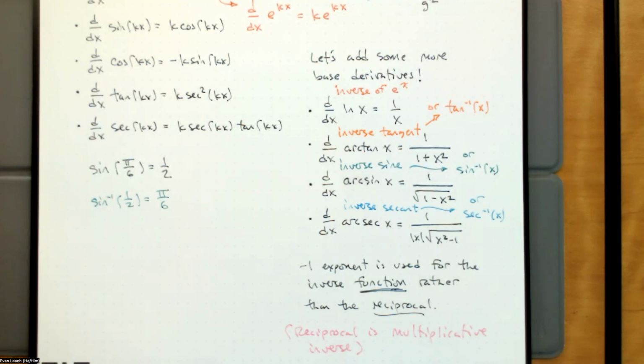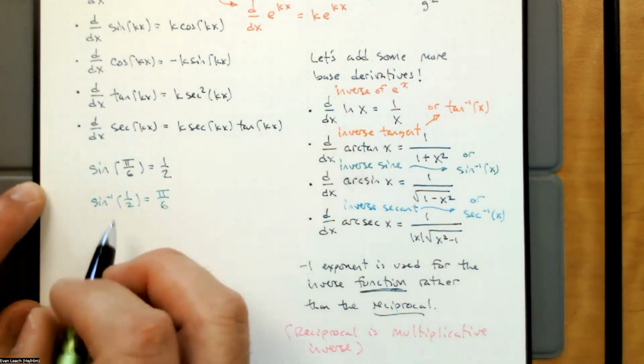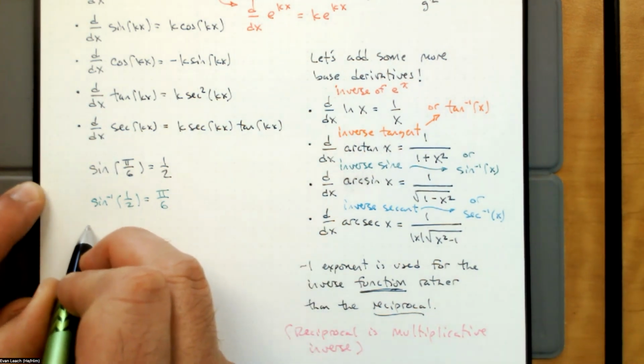But because we use the -1 exponent to indicate the inverse and also to indicate a reciprocal, the specific multiplicative inverse, we're like, oh, that might cause problems. And then everybody's like, oh, nah, it'll be fine. And it wasn't fine. So then we're like, what if instead of sine inverse, we replace this with arc sine.